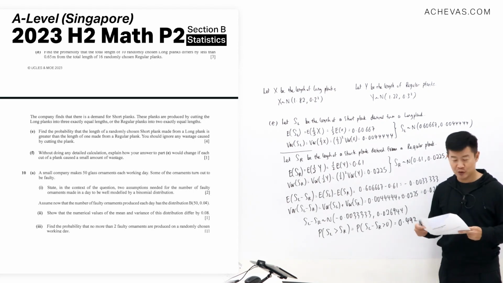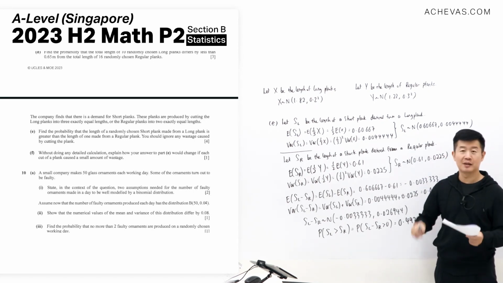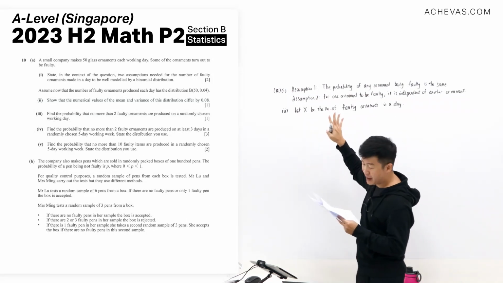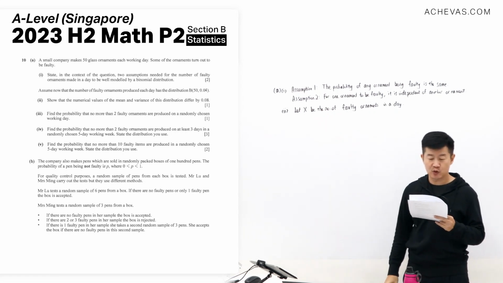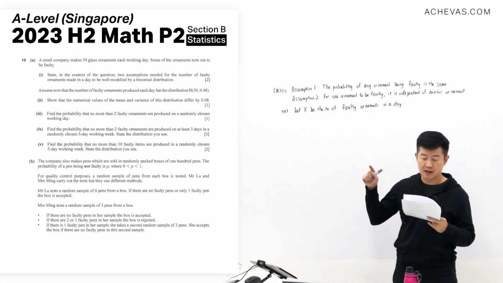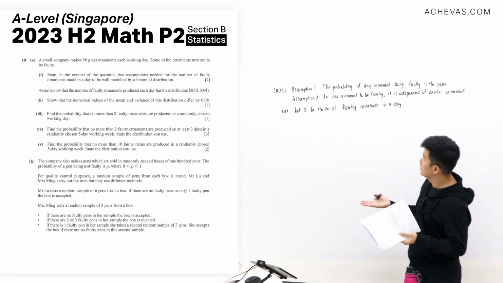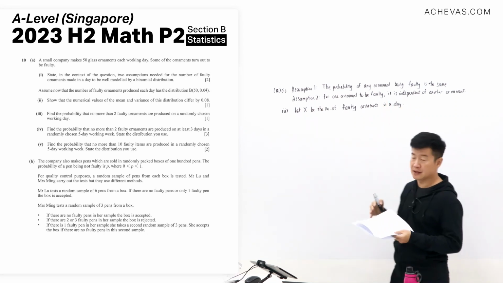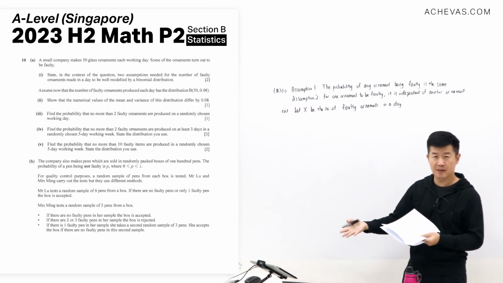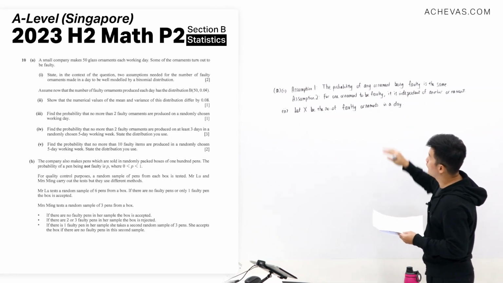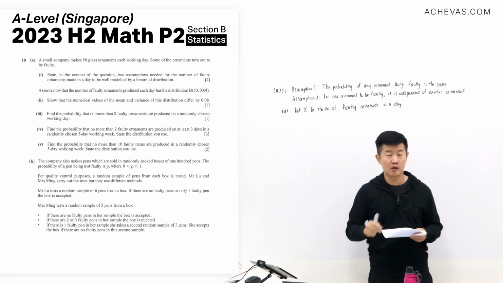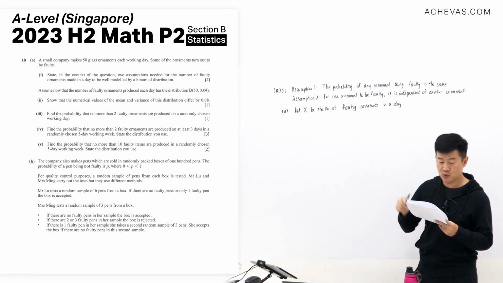Okay, let me move on to the last question of this paper, question number 10. For part 1A, we are supposed to state 2 assumptions such that the number of faulty ornaments in a day can be well modeled by a binomial distribution. For me, I will assume that the probability of any ornament being faulty is going to be the same, so that I can apply binomial distribution. And also, for one ornament to be faulty, it is going to be independent of any other ornaments being faulty. So these will be my 2 assumptions.